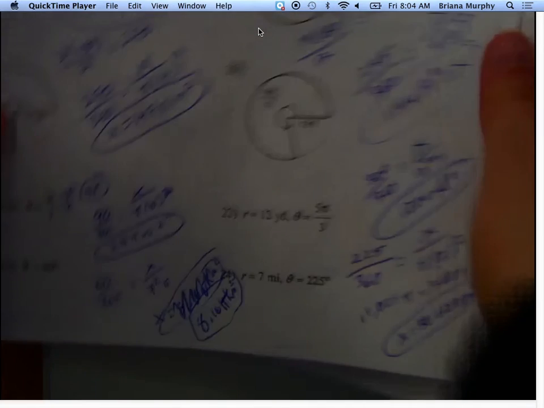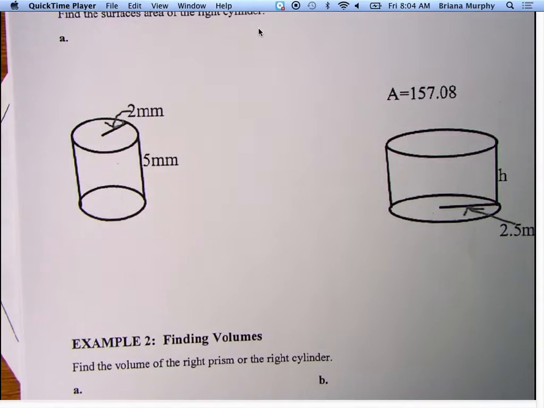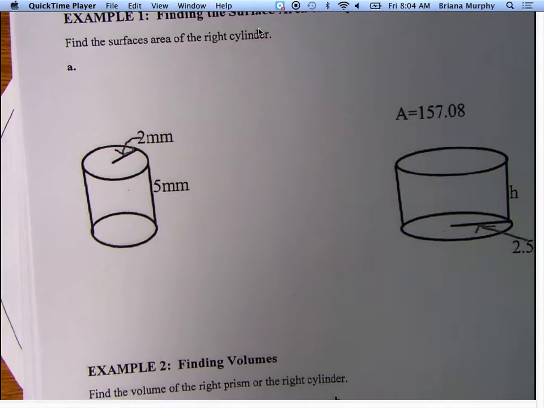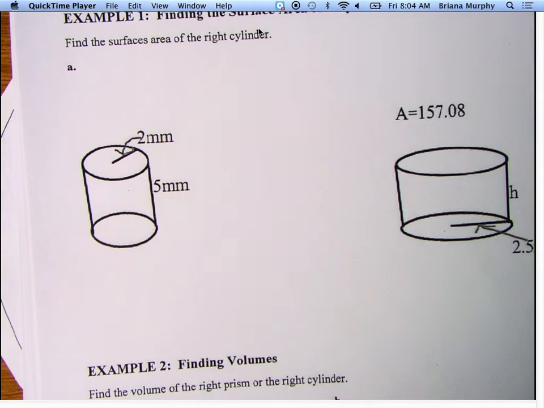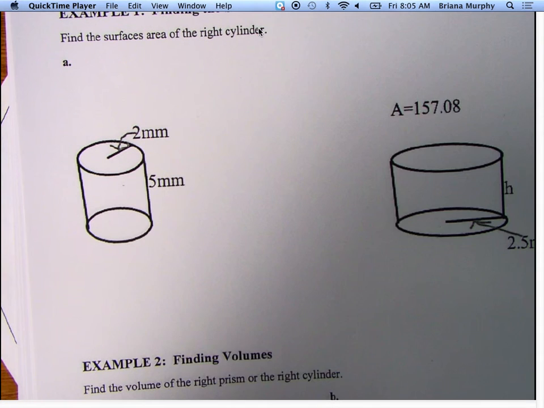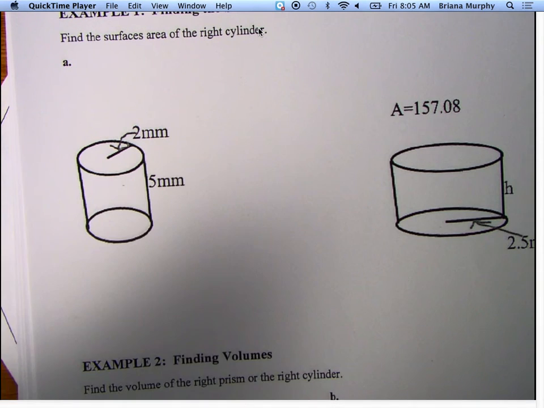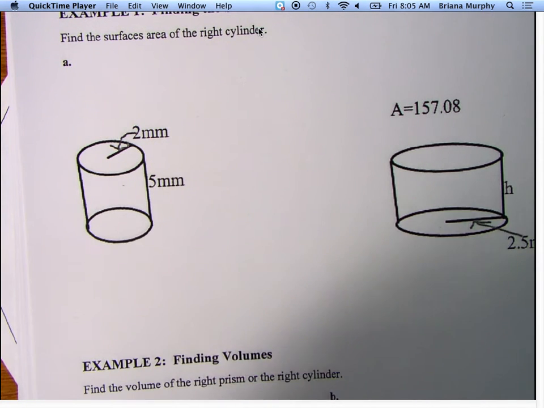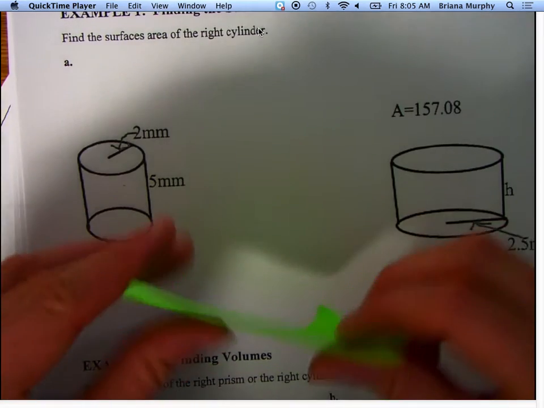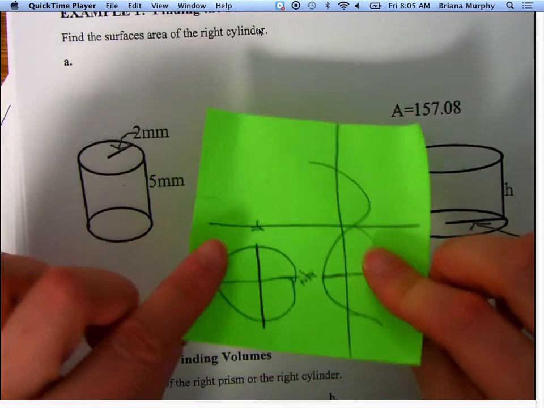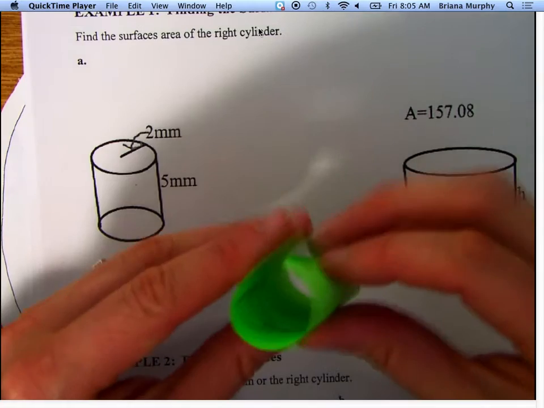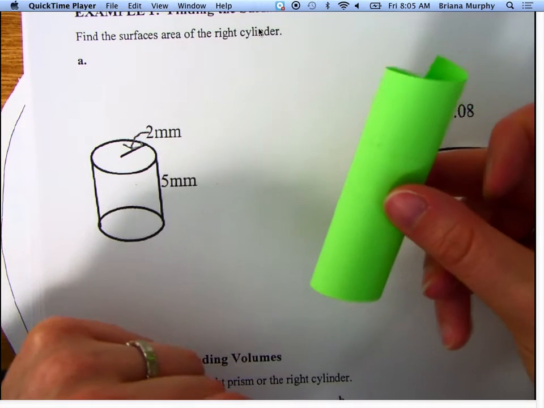Volume and surface area of a cylinder. Okay, so when we're talking about surface area, let's first talk about an actual cylinder. What does that look like? If I take this square piece of paper and I roll it up, do you see that I've created a cylinder?